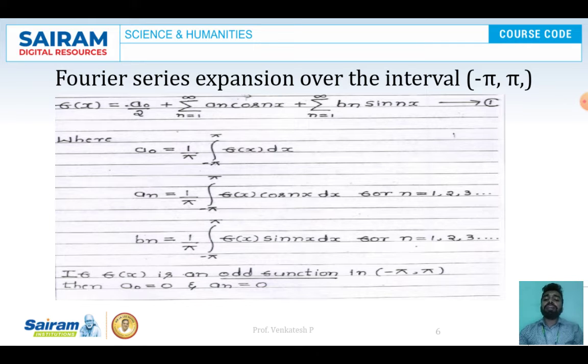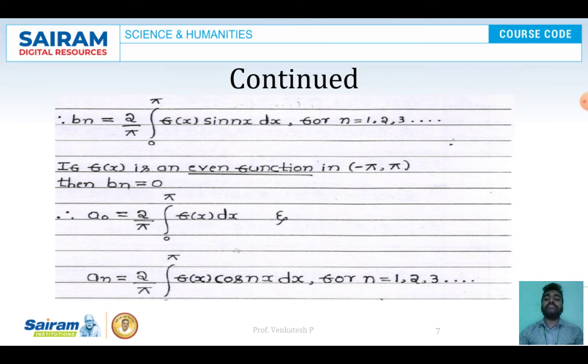Here we fall into two cases. The first case is if f of x is an odd function in the interval minus π, plus π. If the function is odd, then a naught is equal to 0 and a n is equal to 0, and only b n needs to be found. To find the value of b n in this case, the formula is 2 by π integral 0 to π f of x sin nx dx for n equal to 1, 2, 3.